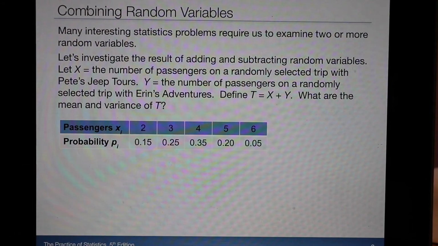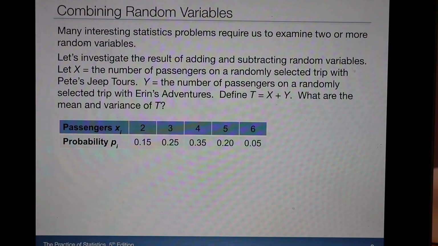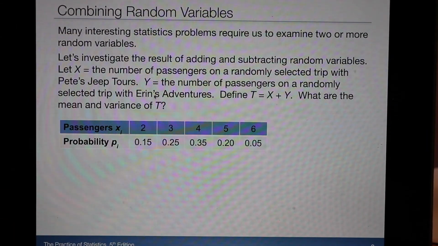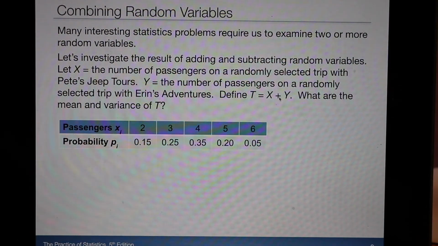All right. So many interesting statistics problems require us to examine 2 or more random variables. Let's investigate the result of adding and subtracting random variables. So we'll start with the addition. Let X be the number of passengers on a randomly selected trip with Pete's Jeep Tours, and Y is the number of passengers on a randomly selected trip with Aaron's Adventures. We are going to define T as X plus Y.